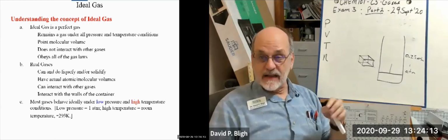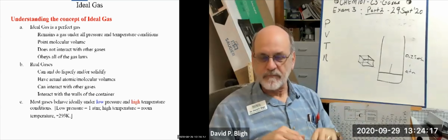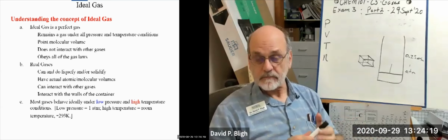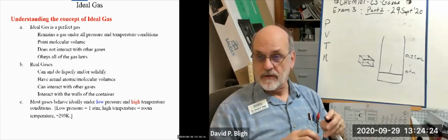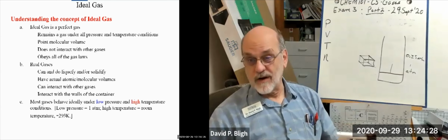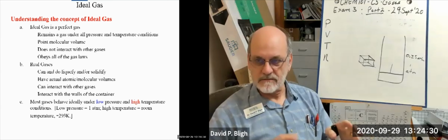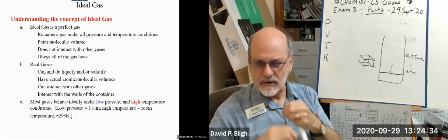Gases behave ideally under low pressure, high temperature. Why high temperature? For one reason, under high temperature, they're moving really fast, right? So they don't have time to interact. The interaction times are very short. Plus, there's a lot of kinetic energy in there.